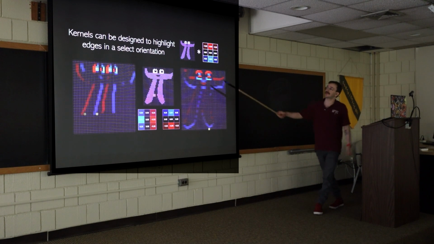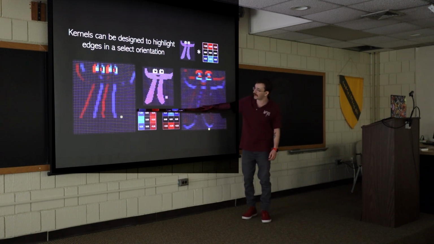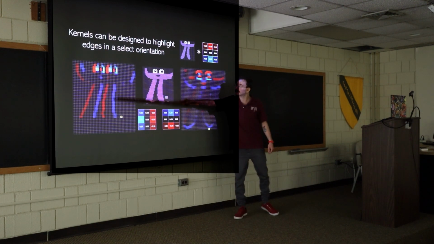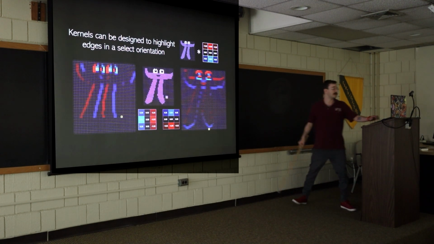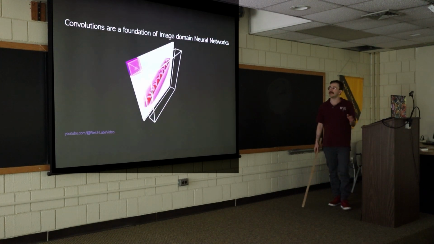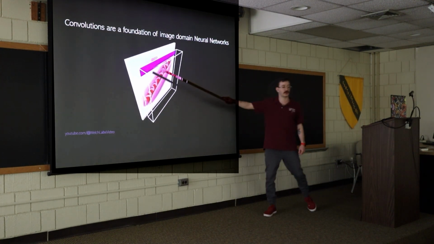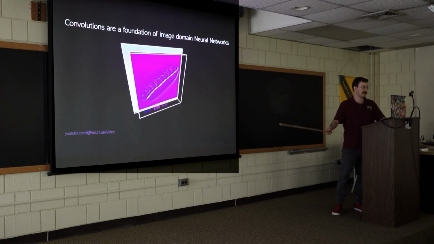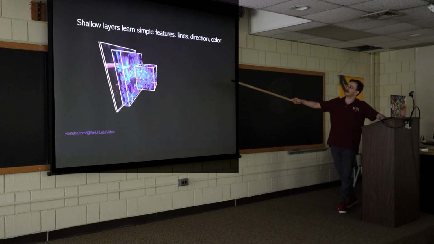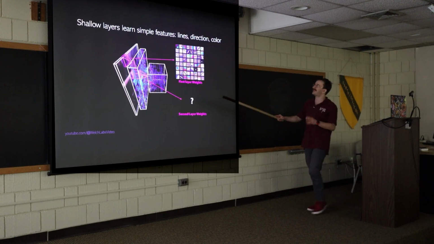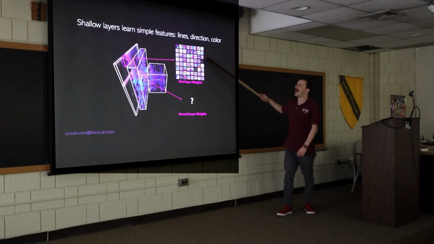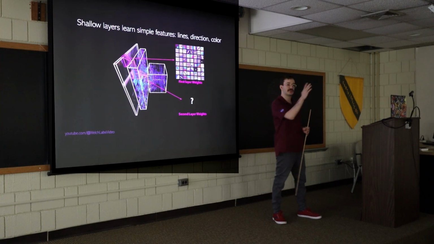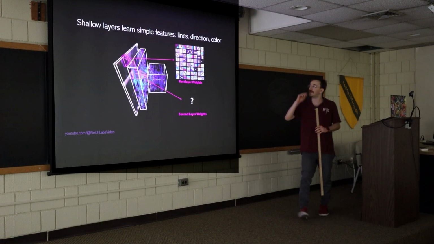Convolutions and kernels can also be used to highlight particular orientations. So if you have a vertical kernel right here and a horizontal kernel right here, they'll highlight vertical edges and horizontal edges. So convolutions are really the foundation of image domain neural networks. You use a kernel, you slide it across your image in order to simplify it into some output, right? And what we can notice from this is that shallower layers will tend to learn simpler features like lines, directions, and color. This is from the AlexNet paper, and this is showing that the first layer of a neural network is really just basic patterns, colors, and orientations.